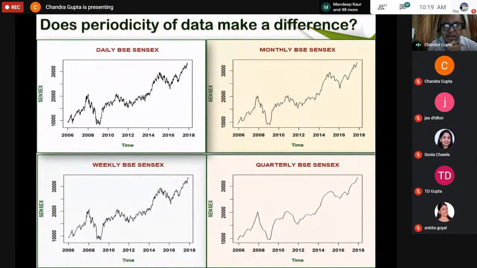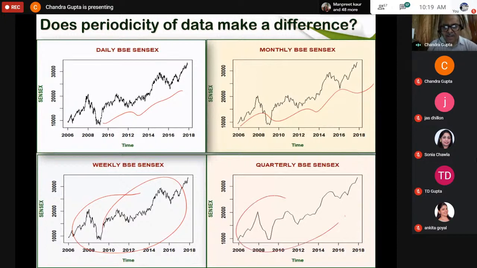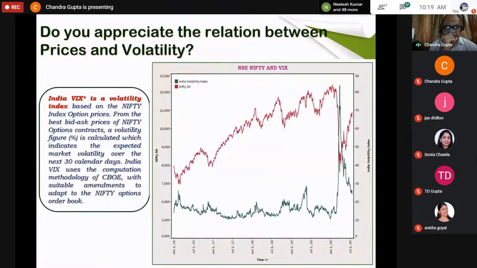Do you think periodicity of data makes a difference? It's daily data, it's monthly data, it's weekly data, it's quarterly data. Does the frequency or periodicity of data make a difference in the behavior of the data? If it is so, then what should be the right frequency for your analysis? You have to take a decision about that. Do appreciate the relation between price and volatility, and you will find that as prices go up, volatility has a negative relationship. As prices go down, volatility goes up, and that forces you to study why we observe that negative relationship between the volatility and the price index.